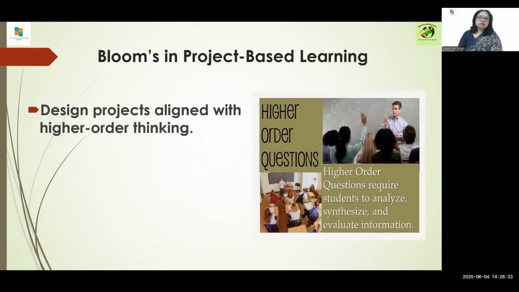Next, the most suggested way of assessing the child is the design project, which is aligned with higher order thinking, where the child learns certain skills and does the project, where he or she is going to showcase their abilities.